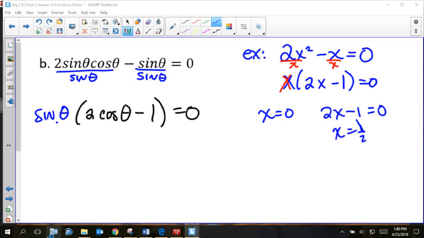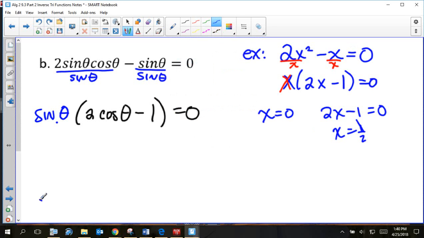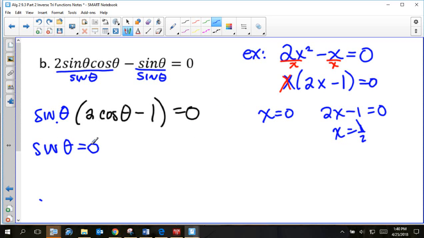Now what do we do once we've factored out that greatest common factor? What did we do over there? Set each factor equal to 0. So I'm going to say sine theta equals 0. And then I'm going to say 2 cosine theta minus 1 equals 0. So I set each factor equal to 0, and we're going to have to solve each factor.